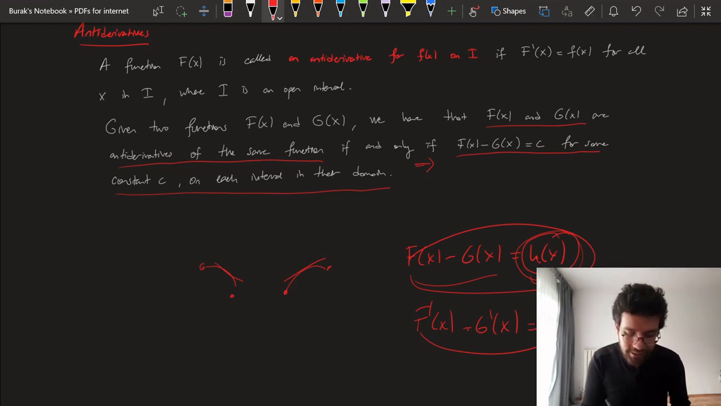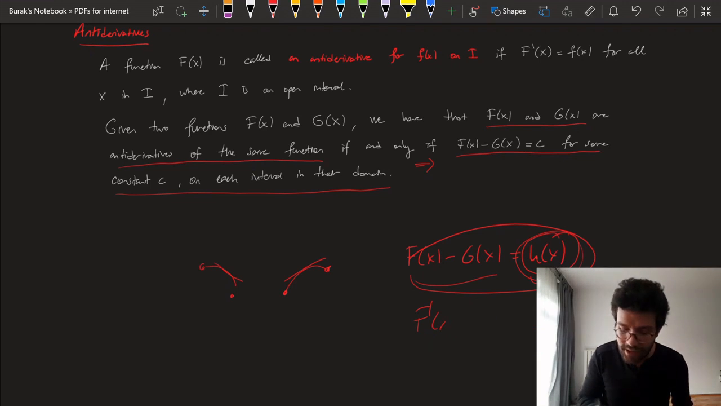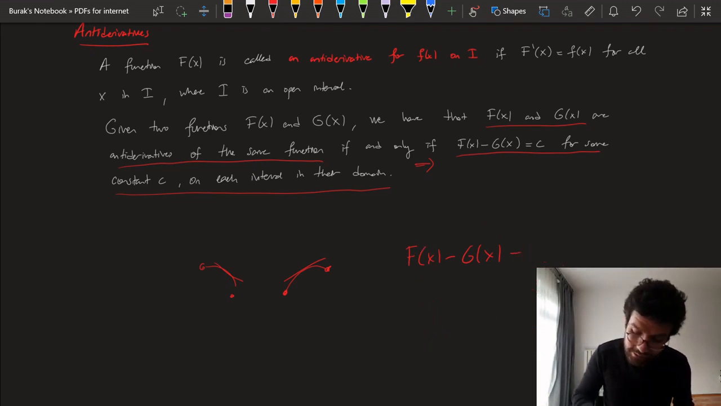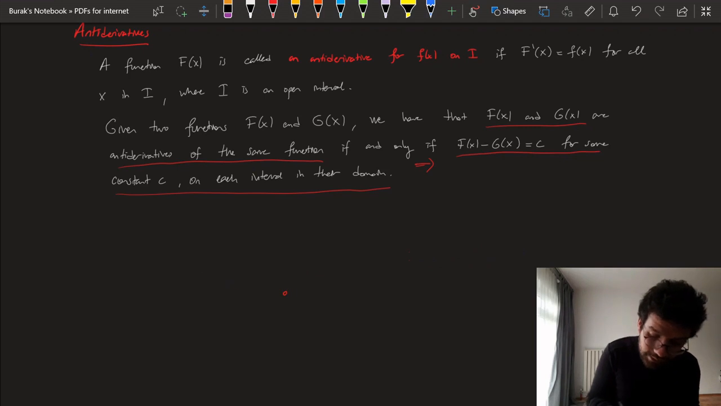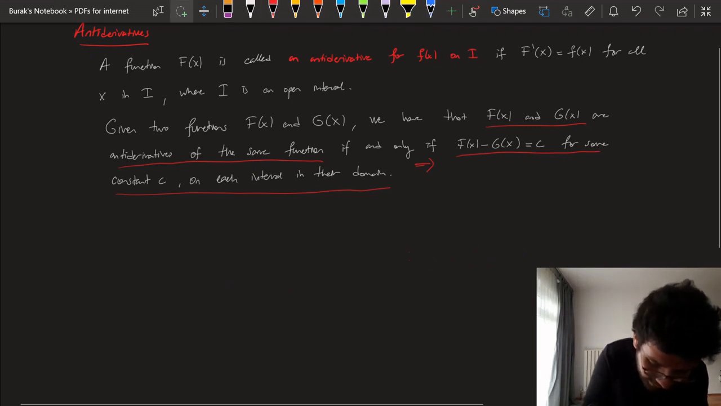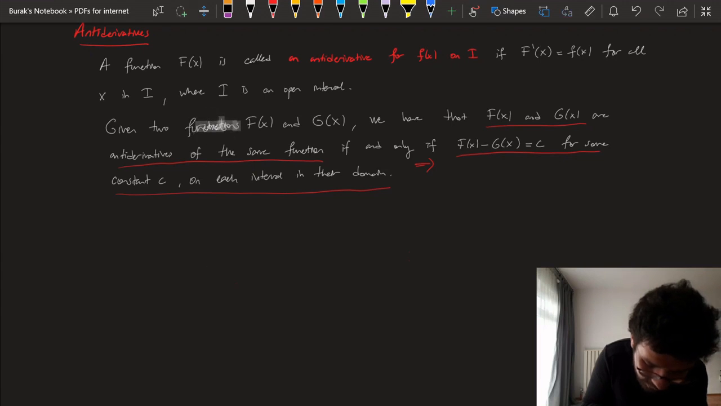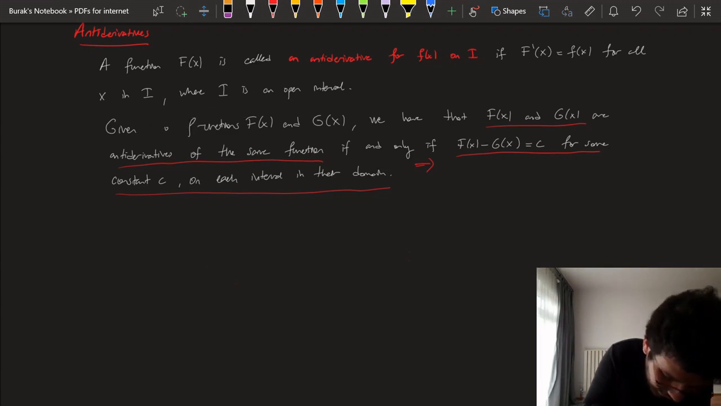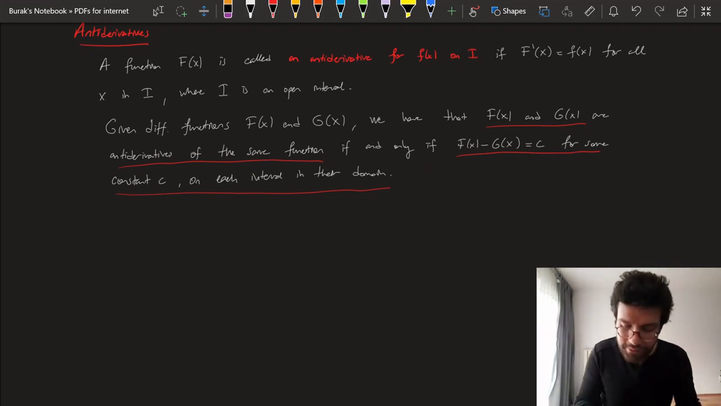Otherwise, if you can take two distinct values, you can always find a point where the derivative is non-zero. Clearly, in order for me to say that, I need to assume that these functions are differentiable. So let me write that down. Given differentiable functions, blah, blah. So we have that.